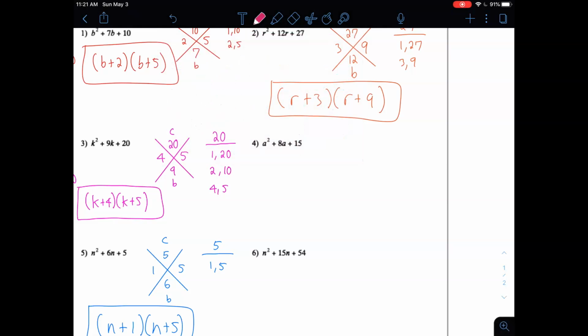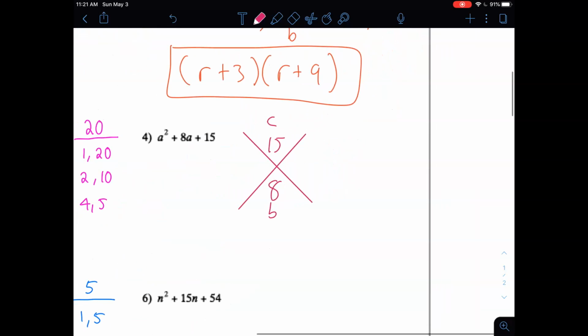We have a squared plus 8a plus 15. Sorry, I gave it away. I'm going to start putting c up here without writing. I'll put c and b, but I'm just going to start putting 15 and 8. You guys should just get in the habit of knowing that the last number is going to be your c, the middle number is going to be your b.